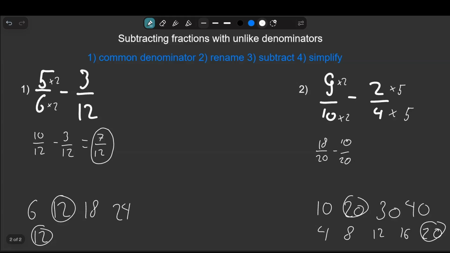So we're going to start over. So 18 minus 10 is 8/20. Now we can find the biggest common factor, which is 4. So divide them both by 4, and we get 2/5. So this will be your final answer of the second example.